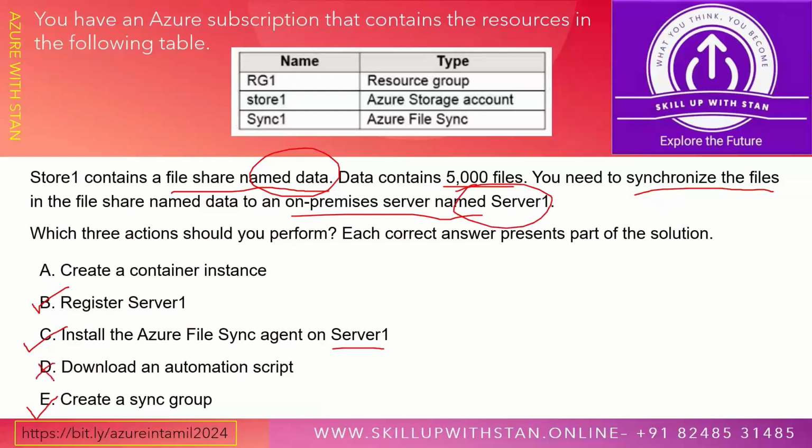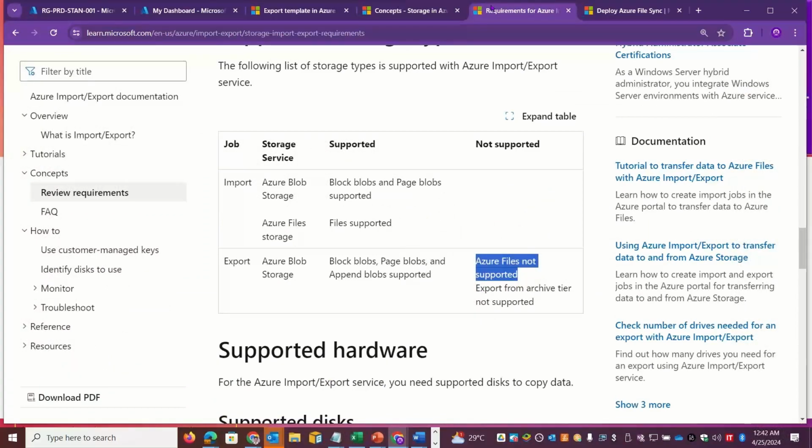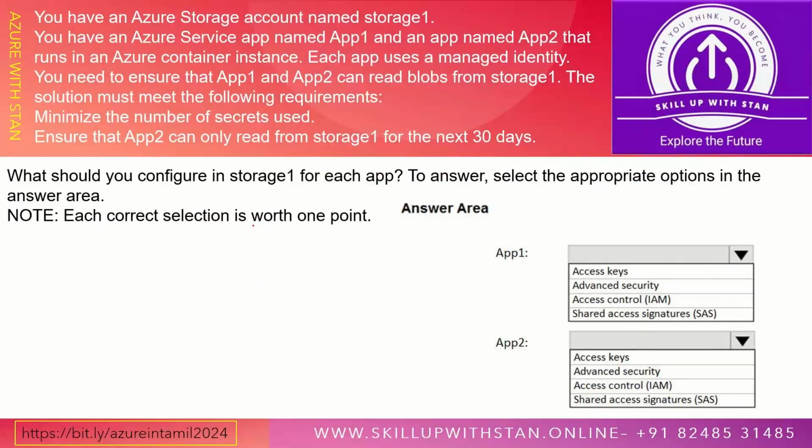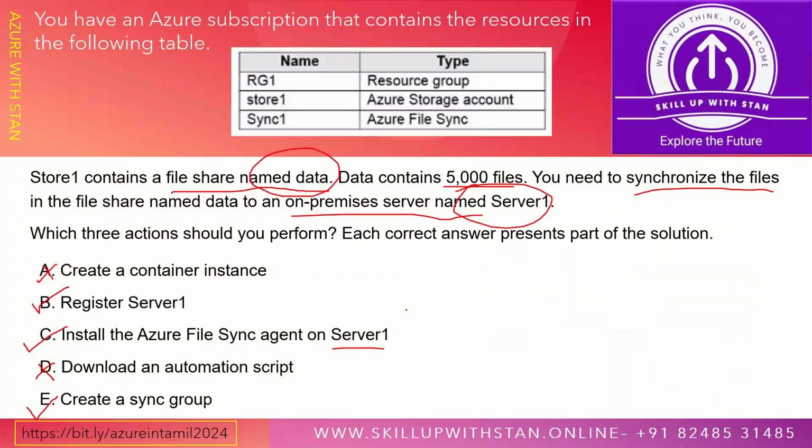So there is no need for creating a container instance. There is no need for downloading the automation script. If you go to the step-by-step instructions on how to replicate using Azure File Sync, or the storage sync agent, first we need to install the agent, and then we need to register the server as an endpoint. The cloud file share is called the cloud endpoint, and the on-premises folder location, the drive location, is called the server endpoint on the on-premises side. Then we start the synchronization between the cloud and the on-premises. So the answer here is B, C, and E. These are the three right answers.